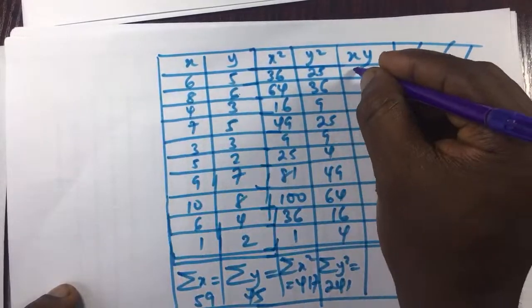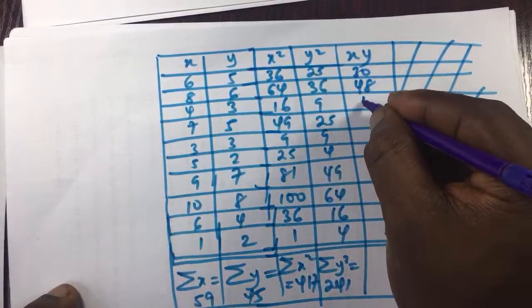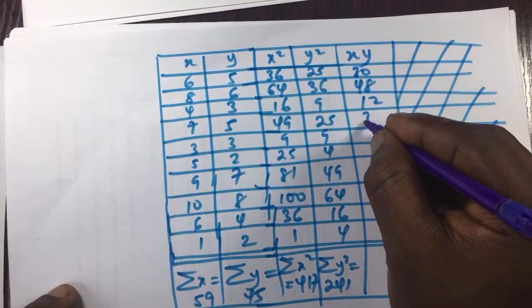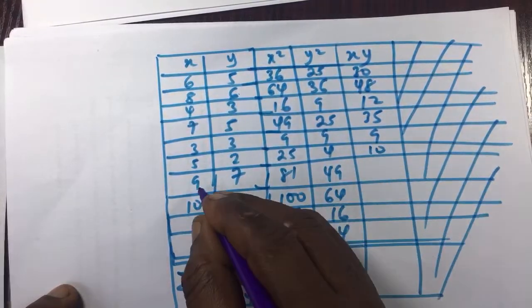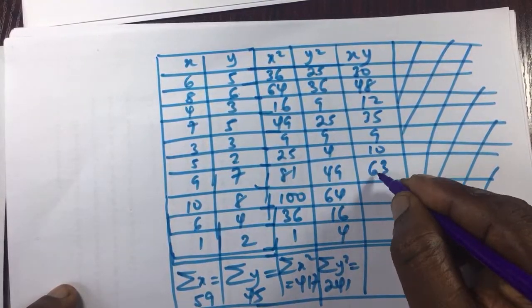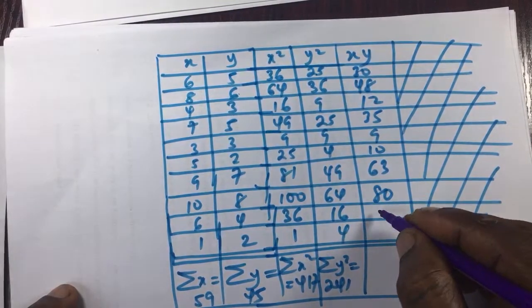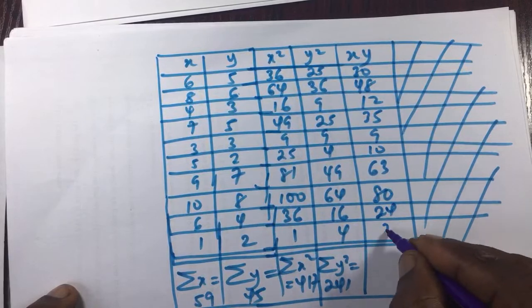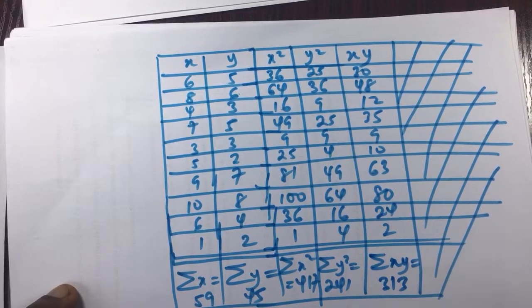6 times 5 will give you 30. 8 times 6 will give you 48. 4 times 3 will give you 12. 7 times 5 will give you 35. 3 times 3 will give you 9. 5 times 2 will give you 10. 9 times 7 will give you 63. Okay? 10 times 8 will give you 80. 6 times 4 will give you 24. 1 times 2 will give you 2. And that will give us summation xy to be equal to 313.